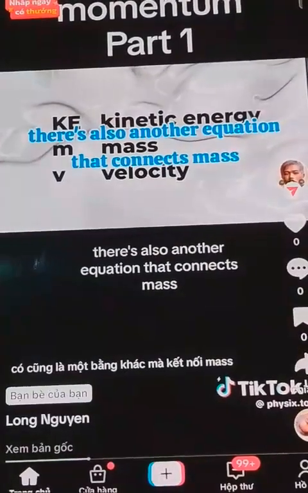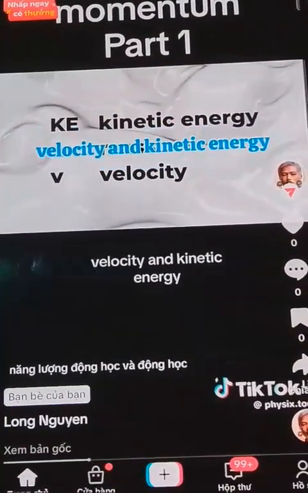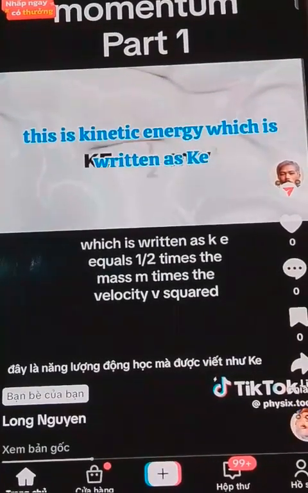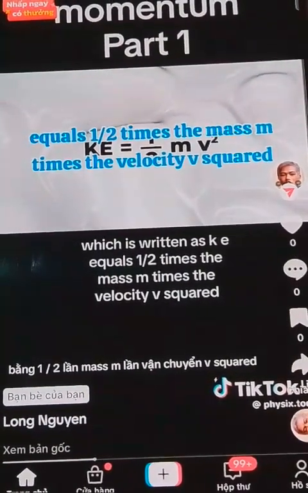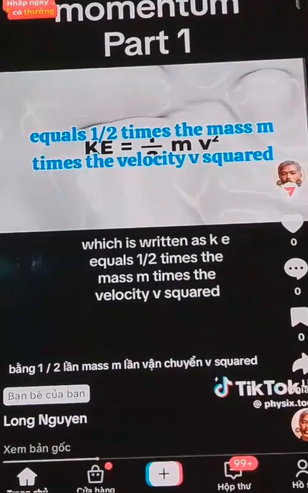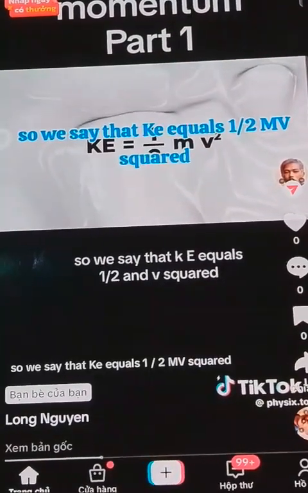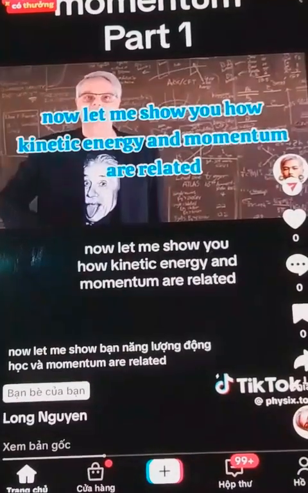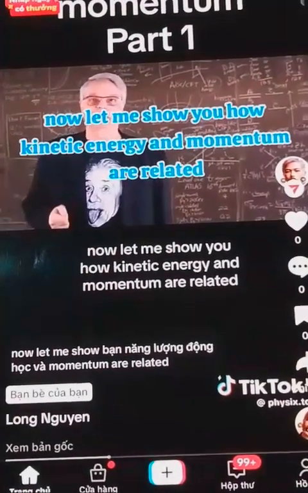There's also another equation that connects mass, velocity, and kinetic energy. This is kinetic energy, which is written as KE, equals 1/2 times the mass, m, times the velocity, v squared. So we say that KE equals 1/2 mv squared. You probably remember all that. Now let me show you how kinetic energy and momentum are related.